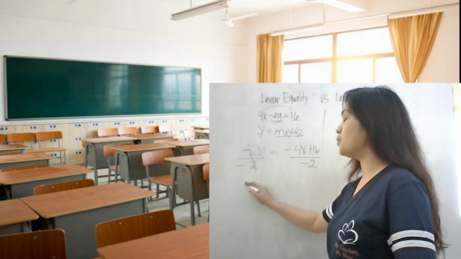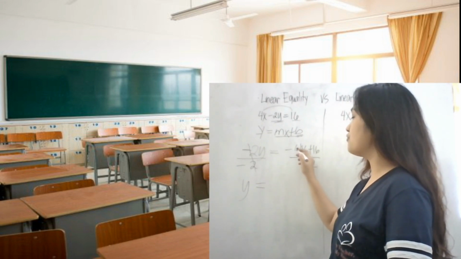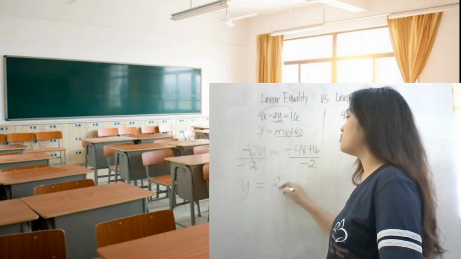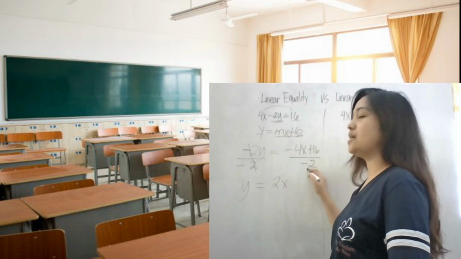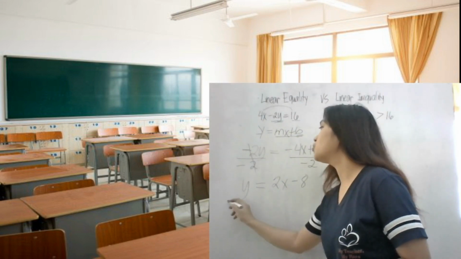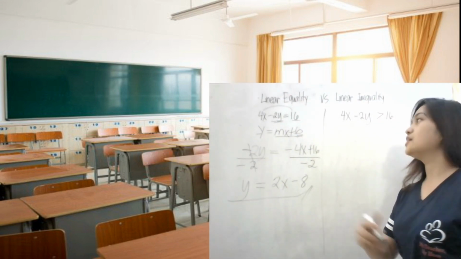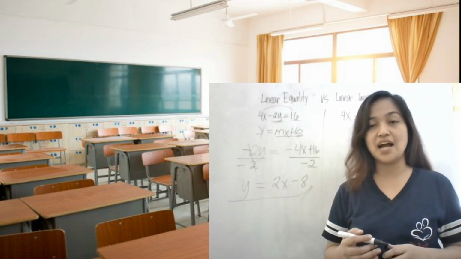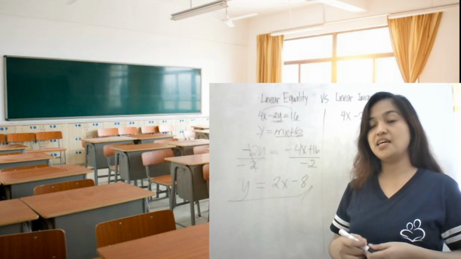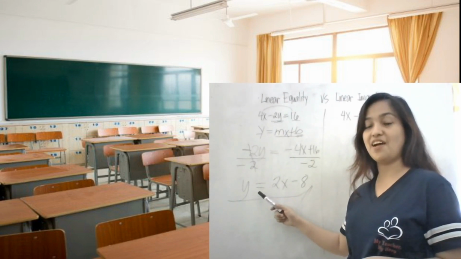Cancel negative 2, we have y is equal to negative 4 divided by negative 2, the answer would be positive 2x. 16 divided by negative 2, the answer is negative 8. And that would be your final answer. So you can see, was there any change in our sign? The sense of equality is not changed because it is still an equal sign. Okay?